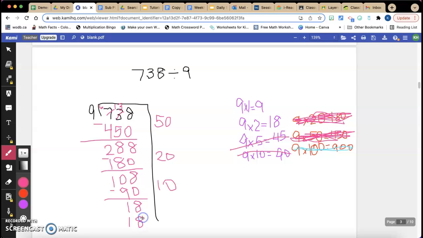Boys and girls, look at us. Let's see if we can get it to 0. 8 minus 8, 0. 1 minus 1, 0. So, am I done? No. I need to figure out how many times 9 can go into 738. I need to add all these numbers together. I got 50 plus 20 plus 10 plus 2. So you do that addition in your brain real quick.